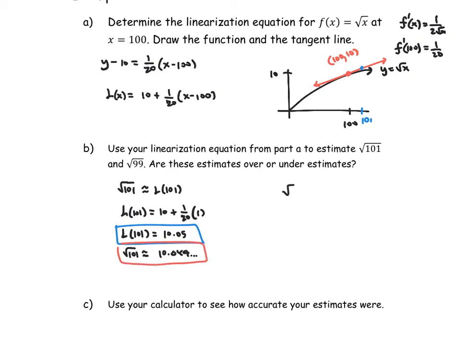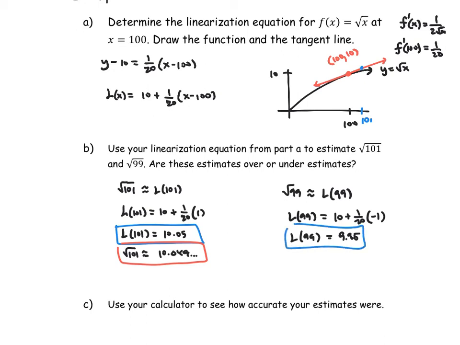All right, let's do the same thing for the square root of 99. The square root of 99 should be approximately equal to the linearization approximation of 99. The linearization of 99 ends up being 10 plus 1 over 20 times 99 minus 100, which is negative 1. So L of 99 comes out to be 9.95. Okay, that's my approximation. My actual, using the calculator, comes out to be 9.949, so darn close, right?